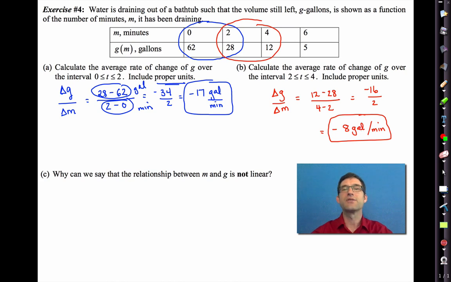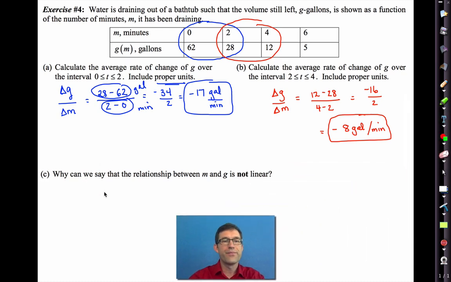Now, letter C is extremely important. Why can we say that the relationship between M and G is not linear? Pause the video now and see if you can write down a good, albeit brief, explanation. All right, let's go through it. It's really this simple.